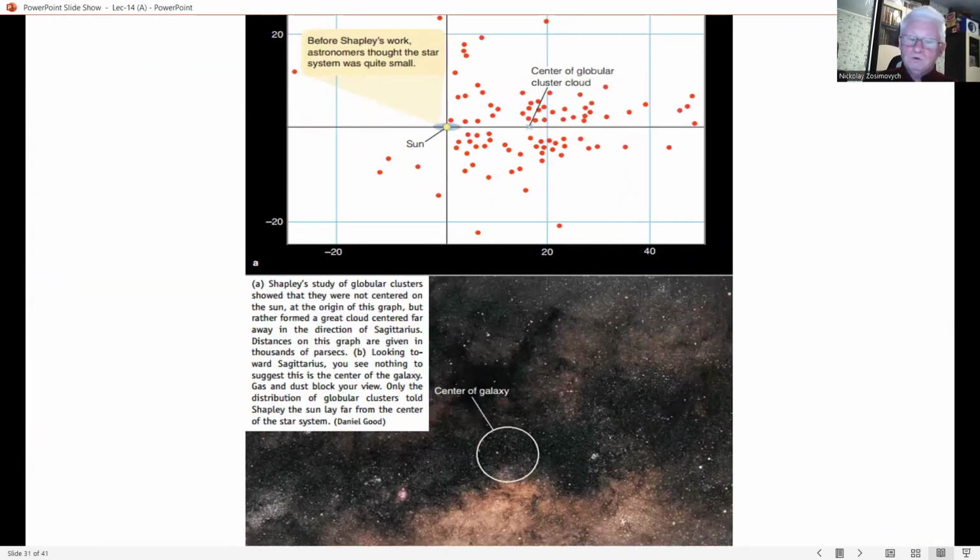Shapley later wrote that it was late at night when he plotted the direction and distance to the globular clusters, and found that, just as he had supposed, they formed a great swirl. But the swirl was not centered on the sun. The center lay many thousands of light years away in the direction of Sagittarius. The star system was much bigger than anyone had suspected.